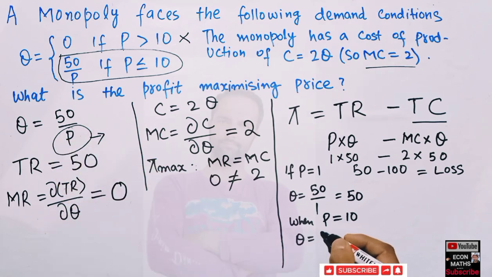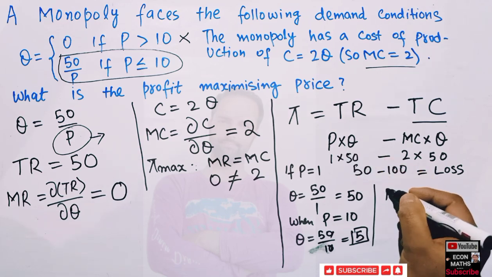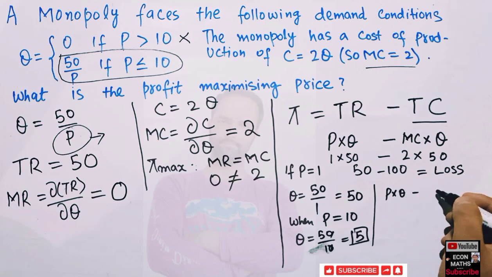Q will be equal to 50 upon P. P is 10, so let me write it here, 10. So quantity demanded is equal to 5, okay. And what is the total revenue in this case? Let us see. Total revenue is P into Q minus marginal cost into Q, okay.